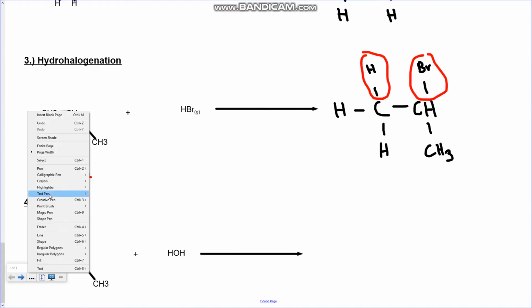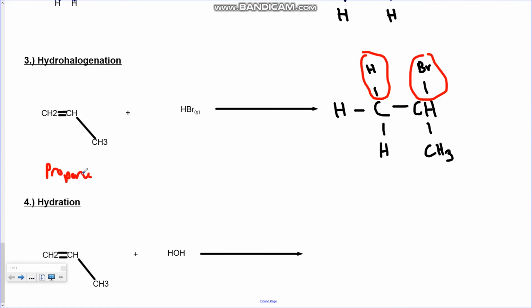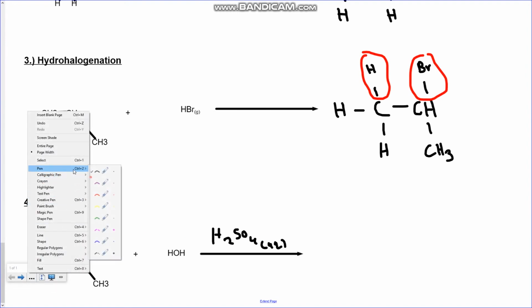Moving on. Hydration. Just as the name suggests, it's with water. So an alkene with water. In this case, we have propene, once again, with water. And this will produce an alcohol. But keep in mind, an acid must be present. So let's say we'll take sulfuric acid, aqueous. Now we have our sulfuric acid acting as a catalyst.